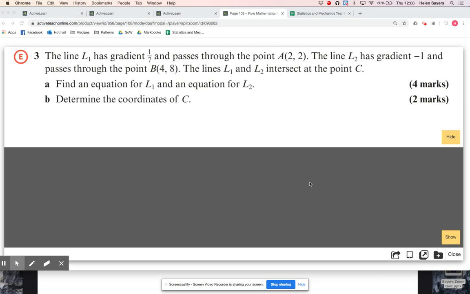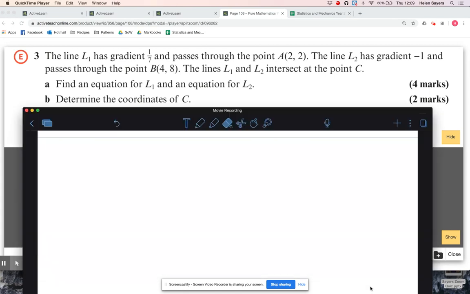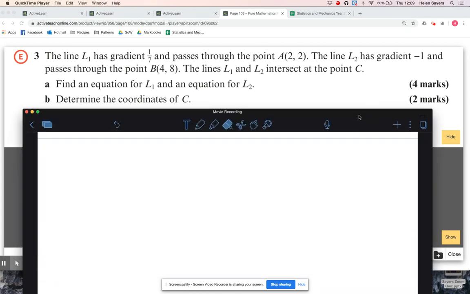Okay, we're looking at mixed exercise 5 from the first year textbook. And so we're on straight line graphs. We're on question 3, so it's an exam question, so we can see how many marks each part's worth. So that gives us an idea of how much work it should take.